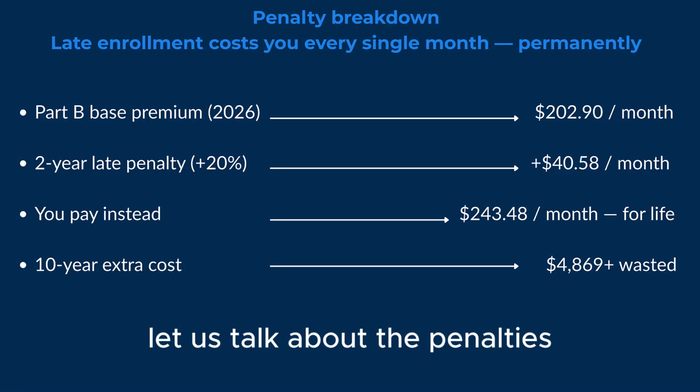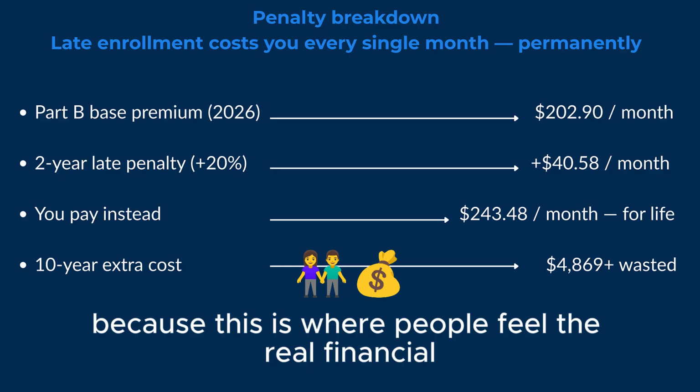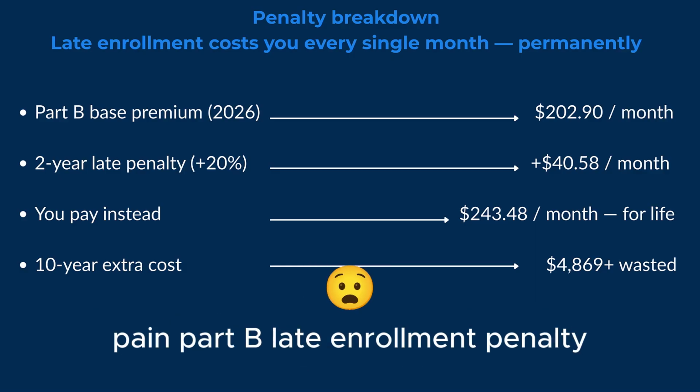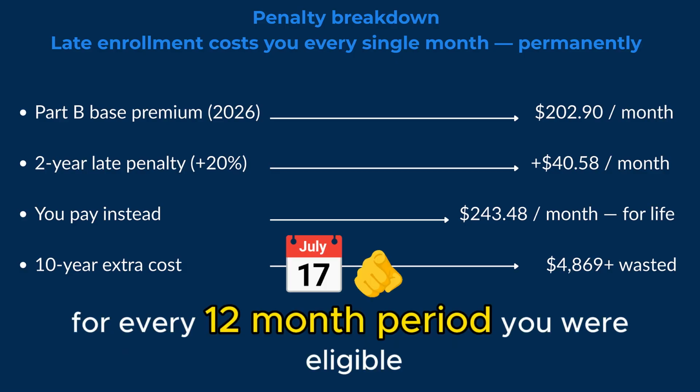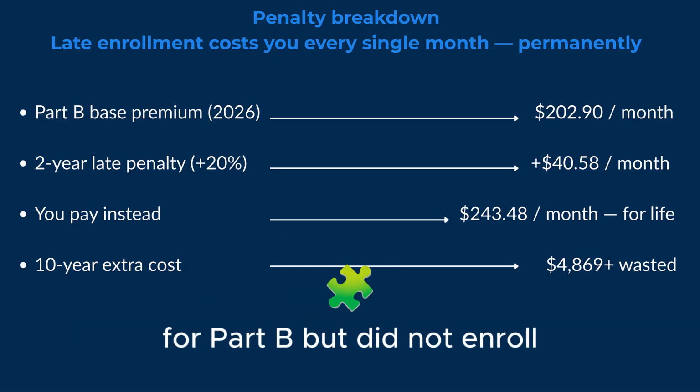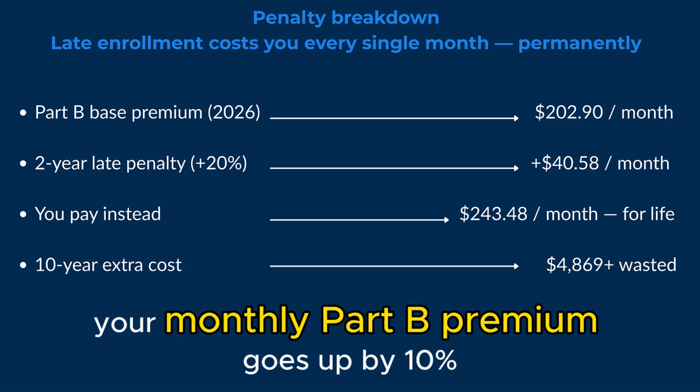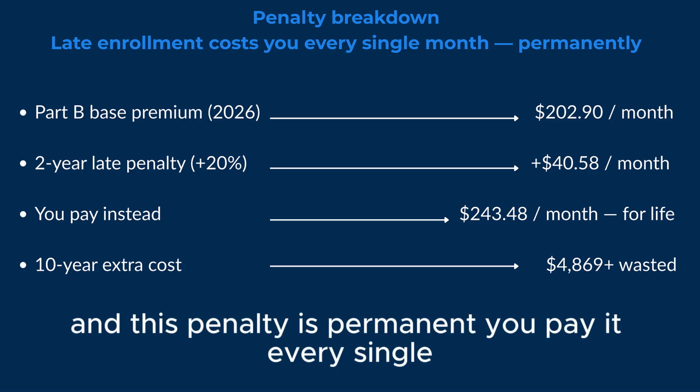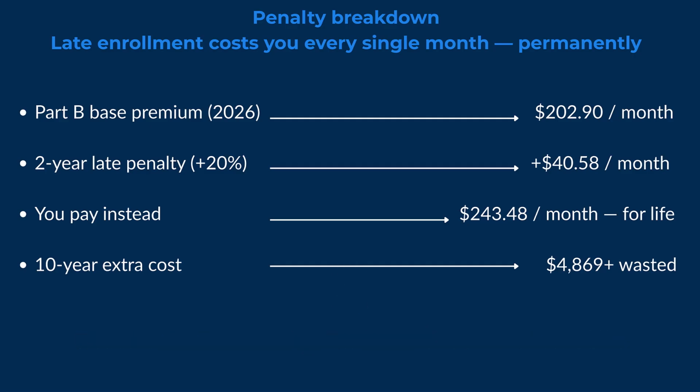Let us talk about the penalties because this is where people feel the real financial pain. Part B Late Enrollment Penalty. For every 12-month period you were eligible for Part B but did not enroll, your monthly Part B premium goes up by 10%. And this penalty is permanent. You pay it every single month for as long as you have Medicare.